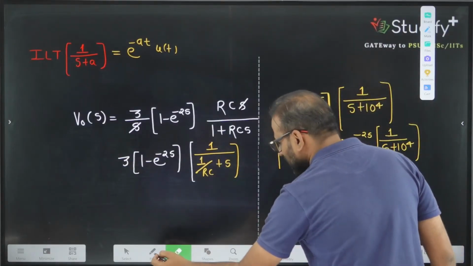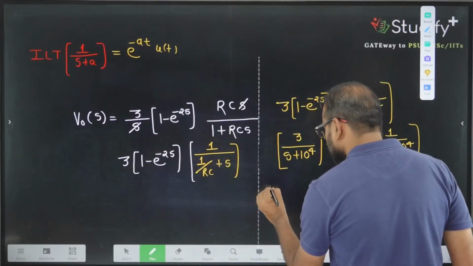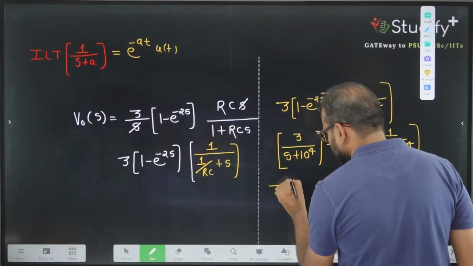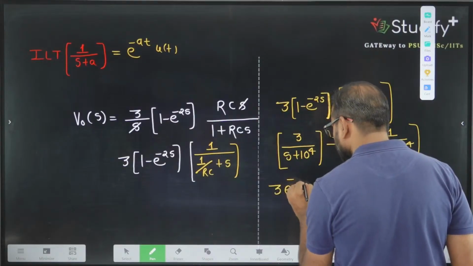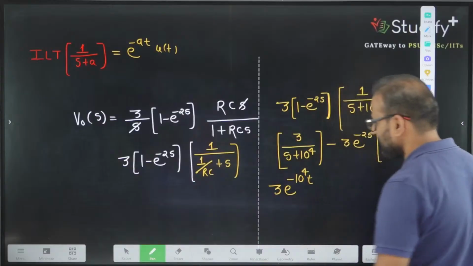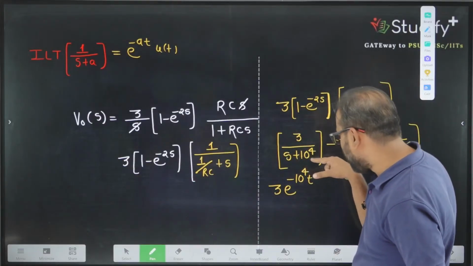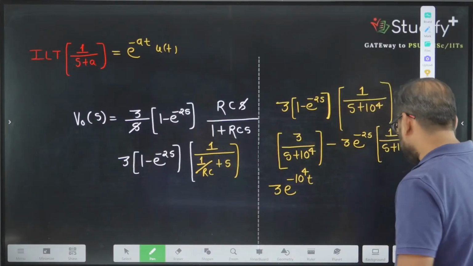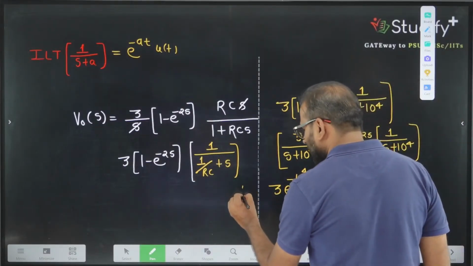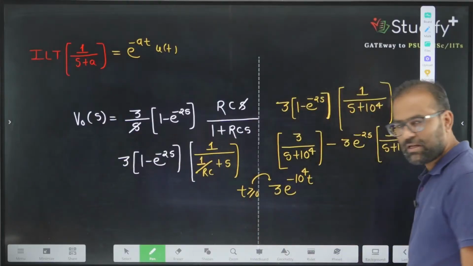When I calculate the inverse Laplace transform of this function, it is 3 into e to the power minus 10 raised to the power 4 into t. Correct? e to the power minus at. So what is the value of a? The value of a is 10 raised to the power 4. And this expression is valid only for t greater than or equal to 0.